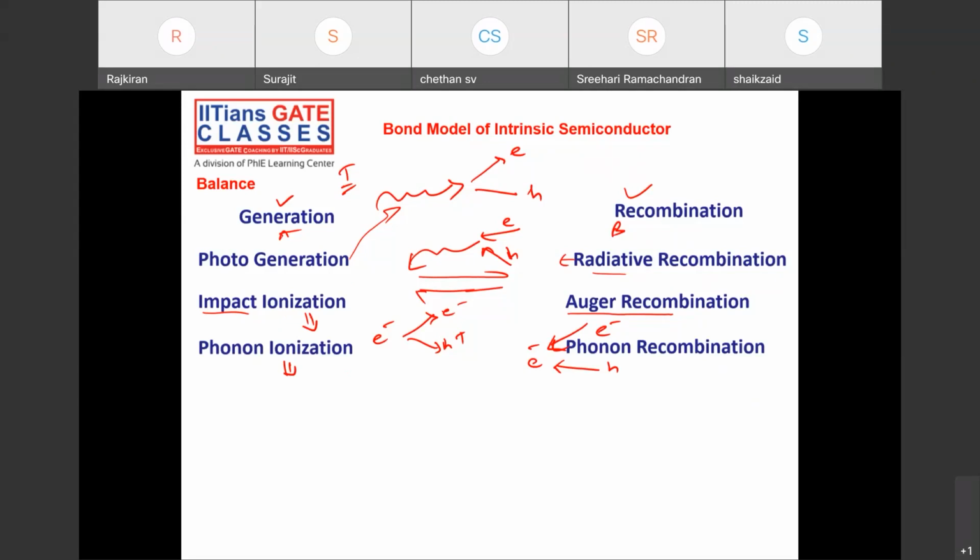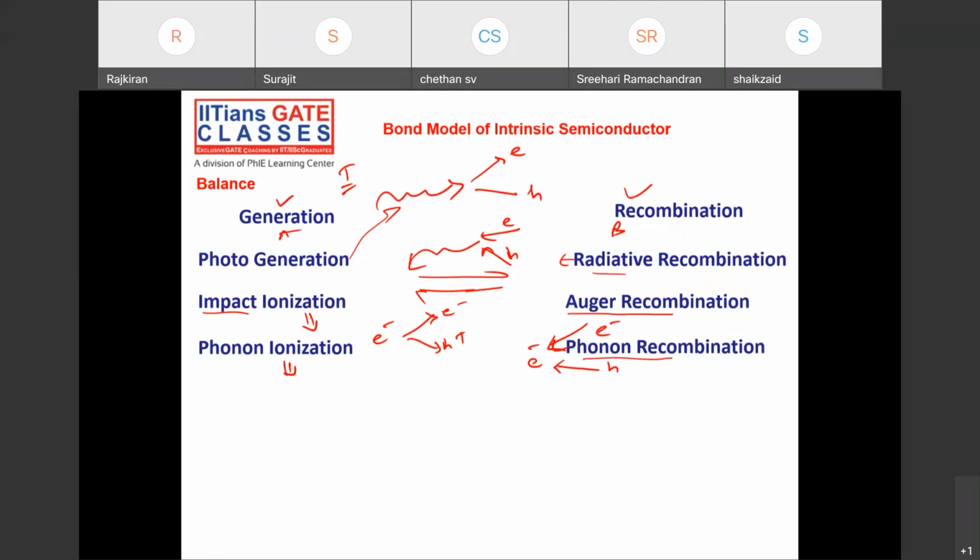Clear? I told you whenever atoms vibrate, they generate elastic waves. If the generation is due to vibrating atoms, then that is called phonon ionization, and the corresponding process is called phonon recombination. This may come in the exam. You have to identify which one is balancing which one. Clear? Clear, sir.